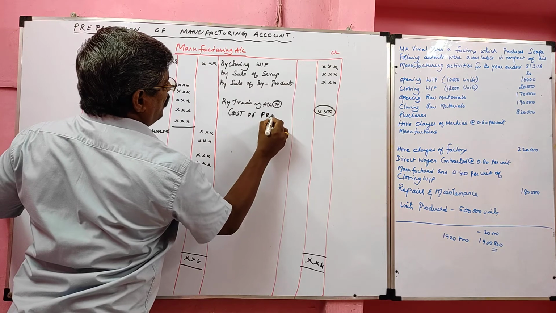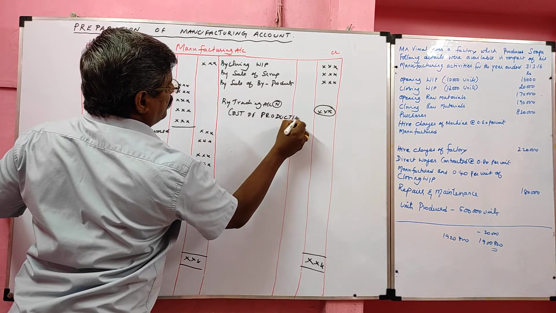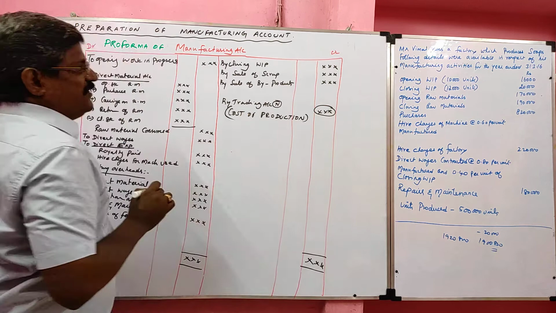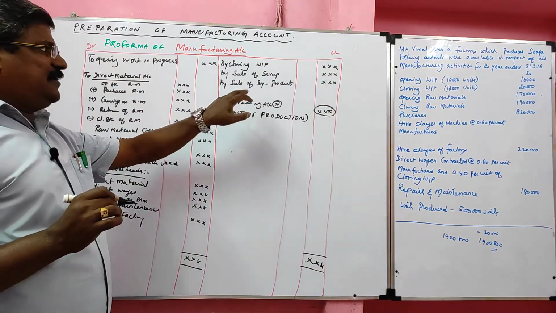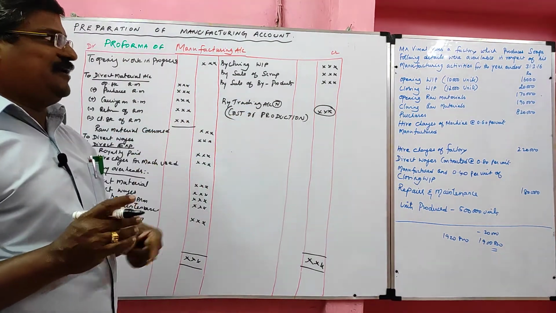This we call cost of production. This item, cost of production, is debited to the trading account.